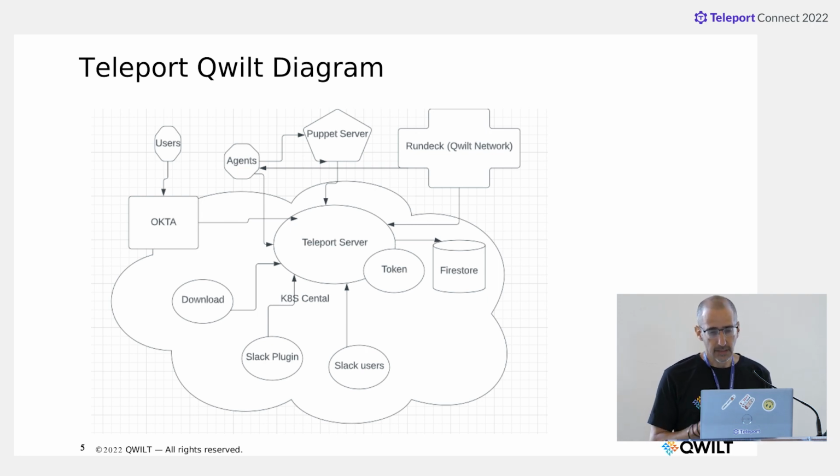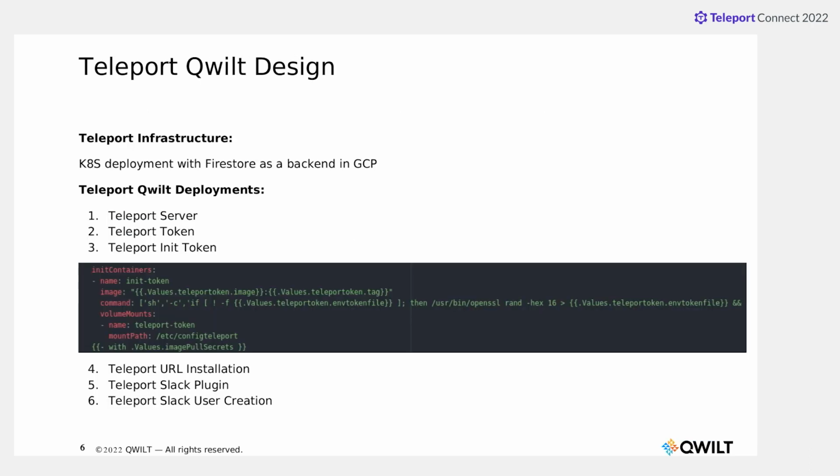And last thing, there is Rundeck. Rundeck is connected to Teleport and generates all the nodes which are found in Teleport dynamically and automatically. So as I mentioned, it is in Kubernetes, and there is the Teleport server, Teleport token, init token, URL installation, Slack plugin, and Slack user creation.